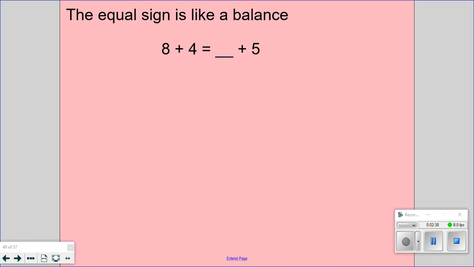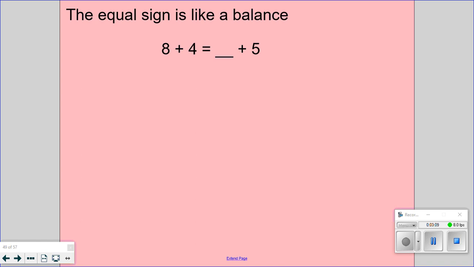How am I going to figure that out? That equation looks great. Rylan, what do you think? How you're going to figure that out is you're going to think of what number 8 and 4 is going to make and try to figure out another way to make the same number with the 5.